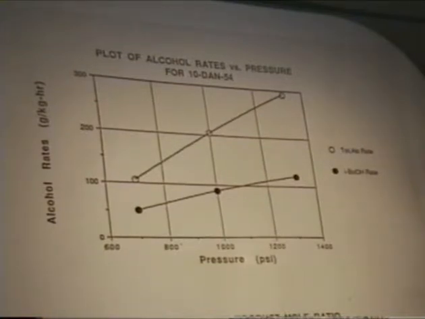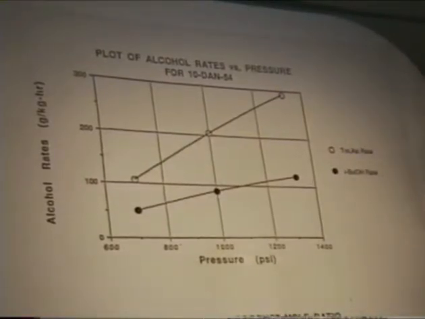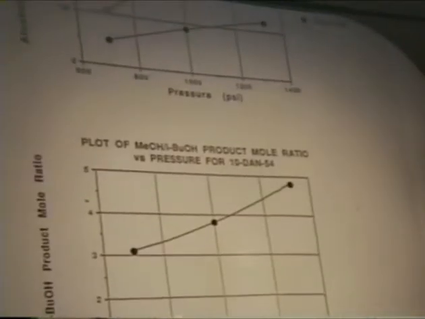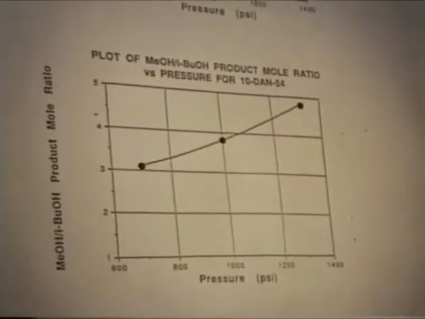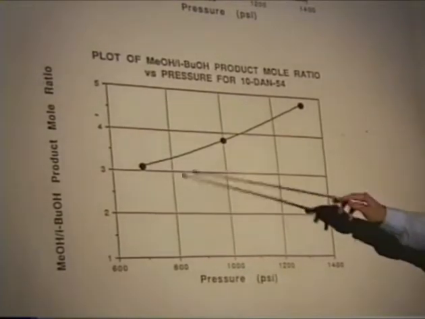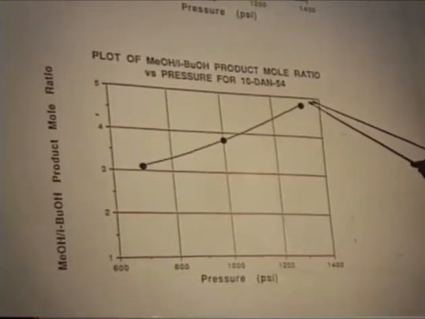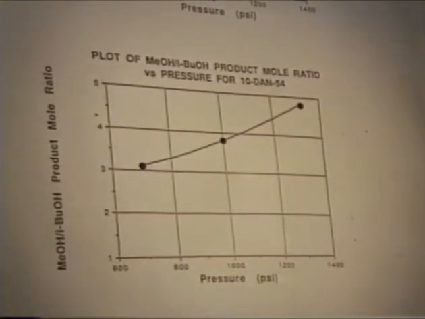In this case, though, the total alcohol rate is going up at a faster rate than the isobutanol rate is. So here, we are in fact making methanol at a faster rate than we're making isobutanol. So even though the overall rate is going up, we're making more of the undesired methanol. And again, this is reflected in a rise now in the methanol to isobutanol mole ratio from around 3 at 700 pounds up to just under 5 when we're around 1300 psi.